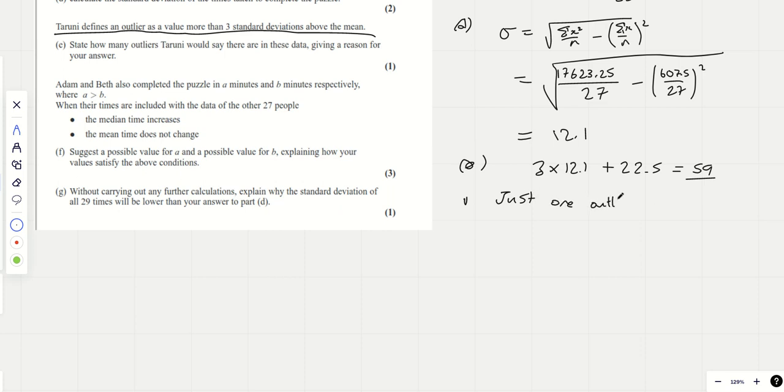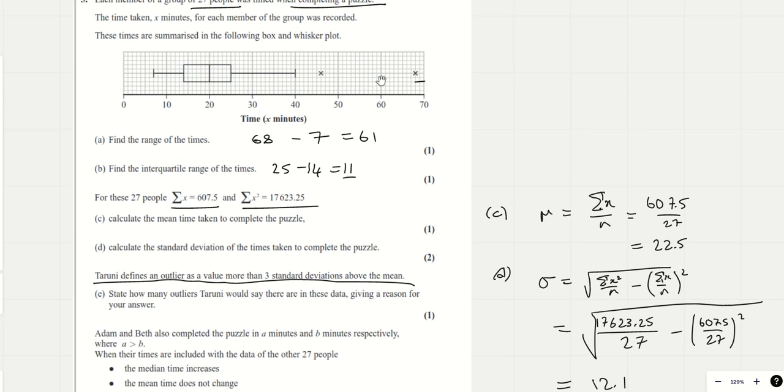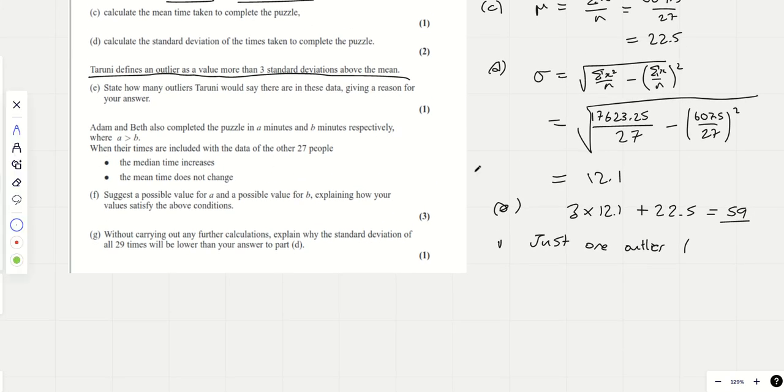And that outlier is the one at the top of the range. Where is it again? The one at 68 seconds. We've actually identified the outlier then.